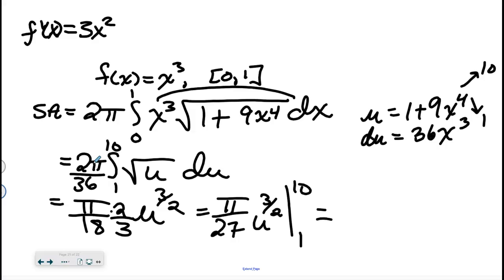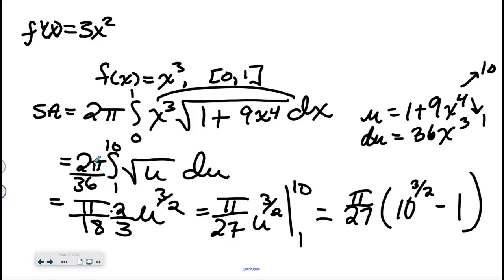We're going to go over here, and it looks like we would have pi 27ths, and then in parentheses, I would have 10 to the 3/2, or the square root of 10 cubed, which I don't know, so I'm just going to leave it. 10 to the 3/2. Then minus 1. Okay. If the answer that I give you is more simplified, you just simplify it more, but I don't think that gets really any better, and so I'm done with it.